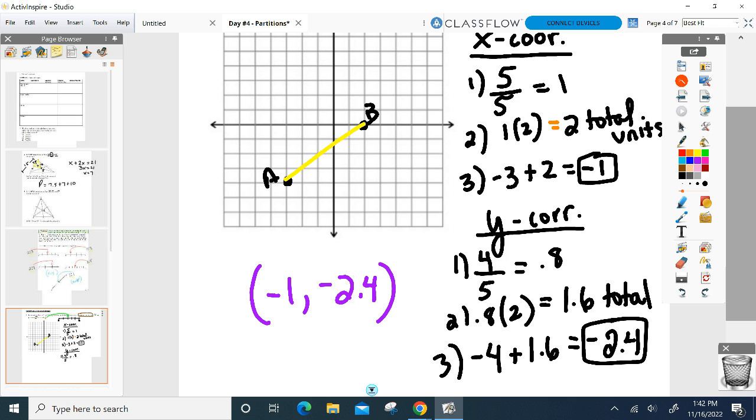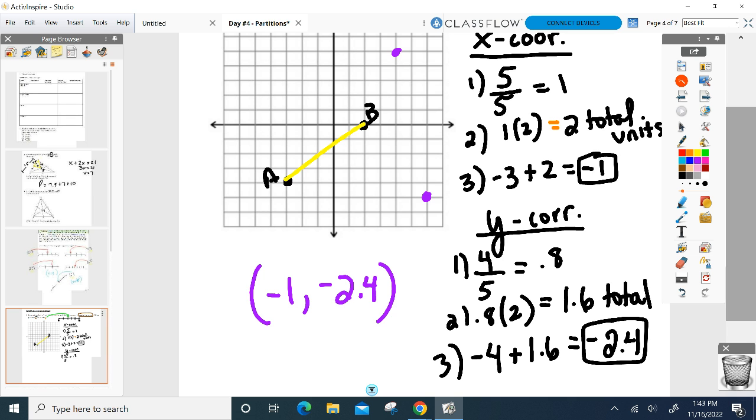Before I move on to the next one, you'll never know 100% if you're correct or not, but I can show you a way that you can be confident that you found the right answer. Your answer should always be where? On the line. Somewhere on the line. If I got an answer that's way off the line, you did something wrong. Your partition point has to land on the line segment.